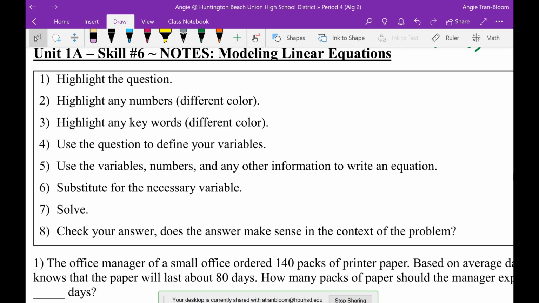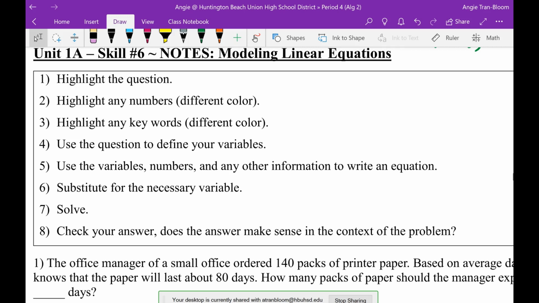Because we are only learning about lines right now, we are only going to write equations about lines. Then you may or may not need to substitute and solve. Now, it's always a good idea to go back and check the answer to see if it makes sense.